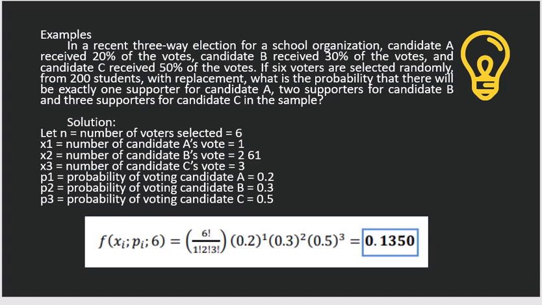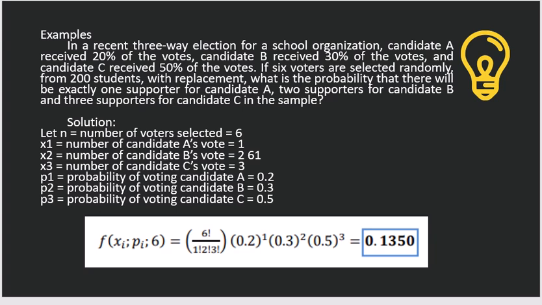Another example: in a recent 3-way election for a school organization, candidate A received 20% of the votes, candidate B received 30% of the votes, and candidate C received 50% of the votes. If 6 voters are selected randomly from 200 students with replacement, what is the probability that there will be exactly 1 supporter for candidate A, 2 supporters for candidate B, and 3 supporters for candidate C in the sample?